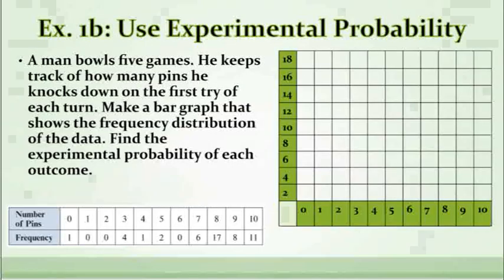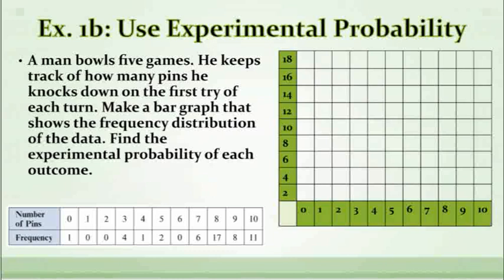Next, a man bowls 5 games. He keeps track of how many pins he knocks down on the first try of each turn. Make a bar graph that shows the frequency distribution of the data, and then find the experimental probability of each outcome. So here the number of pins and the frequency, it's happened once.